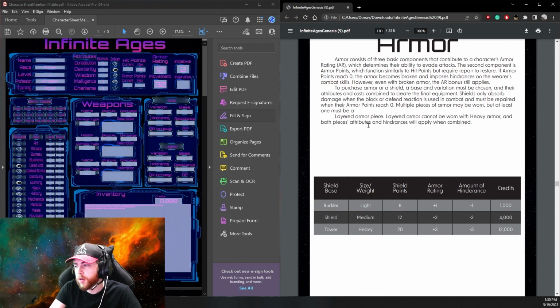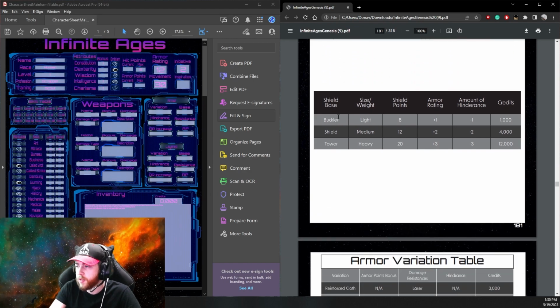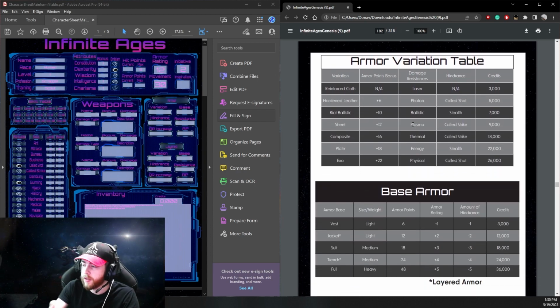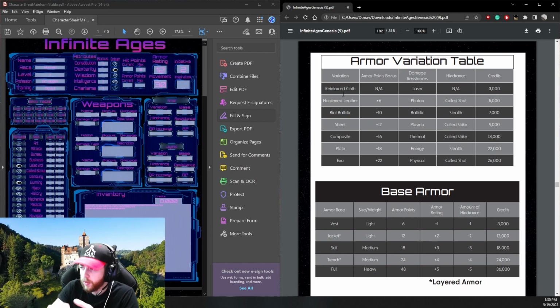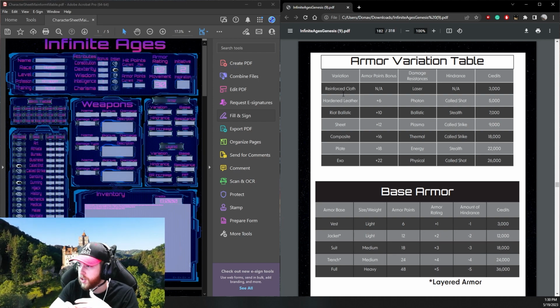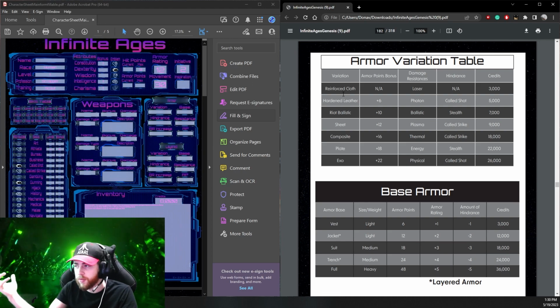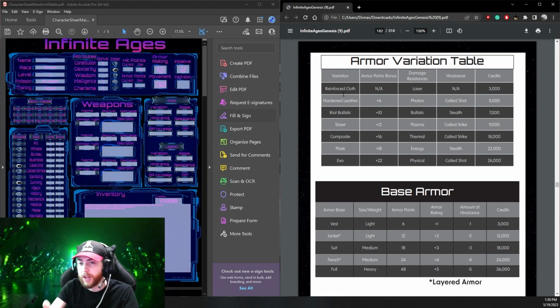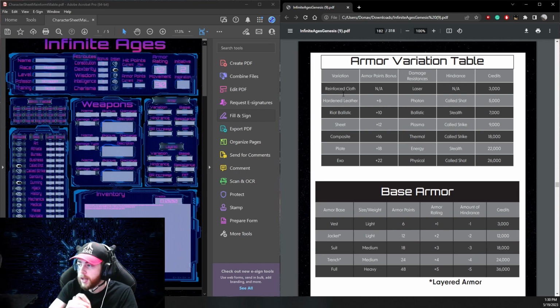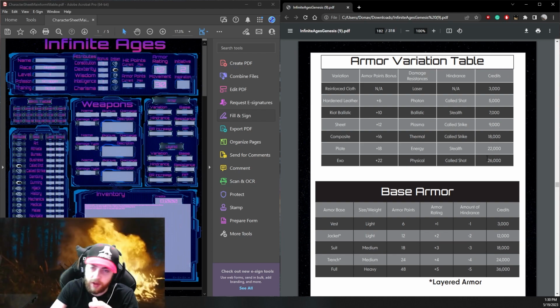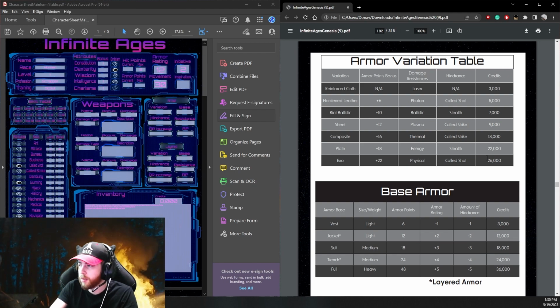Armor. So the way armor works in Infinite Ages is we have a type, a variation of armor, and then the base, which is like a scale of armor. So you can get reinforced cloth, hardened leather, riot, ballistic, sheet, composite, plate, exo. Of course, you can name these whatever you need for your actual campaign, your actual setting. But you can use these numbers anytime you want, right? And you can change these credit amounts if you're a GM. So think about those things.